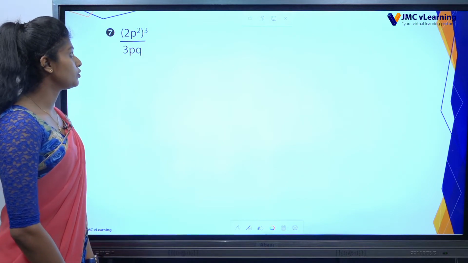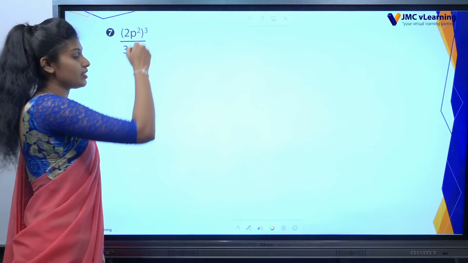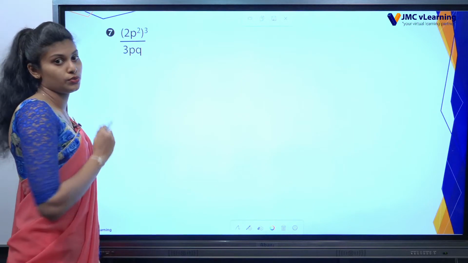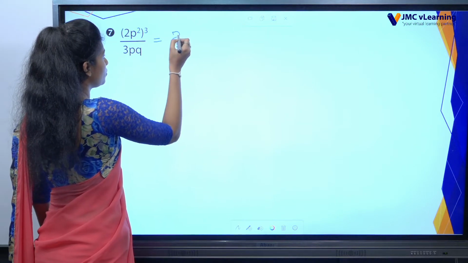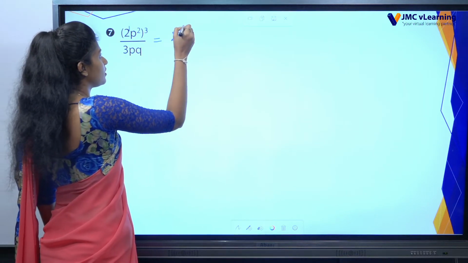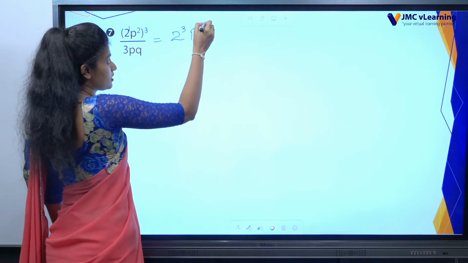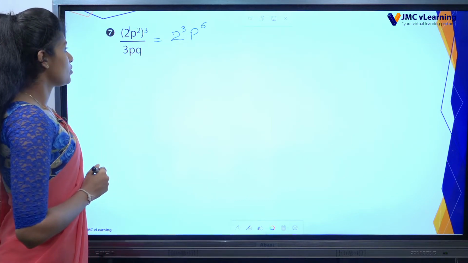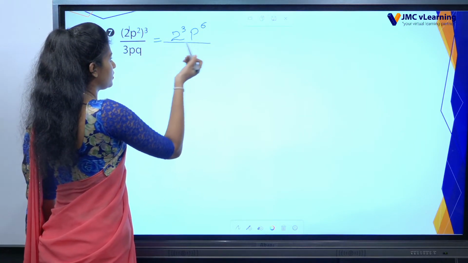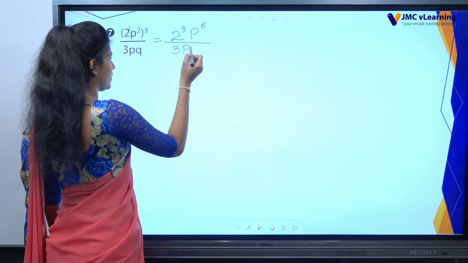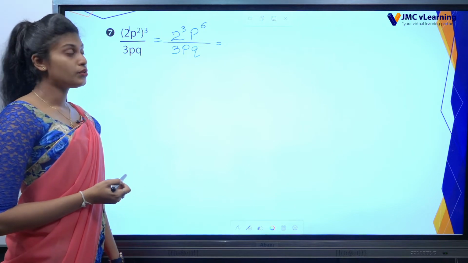2p to the power 2 to the power 3 over 3pq. Here this 3 is common to that 2 and 2 to the p to the power 2. So let's write this 2, 3 into 1, 3, then p, 3 into 2, 6. We can write this as 2 to the power 3, p to the power 6. Here divide 3pq.